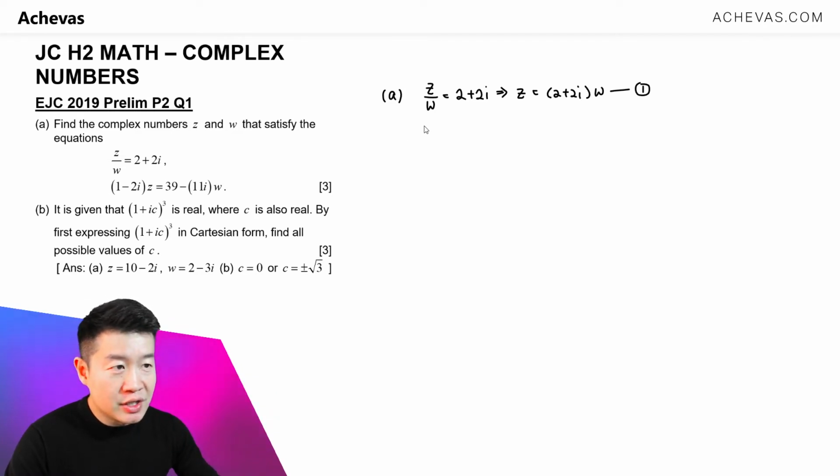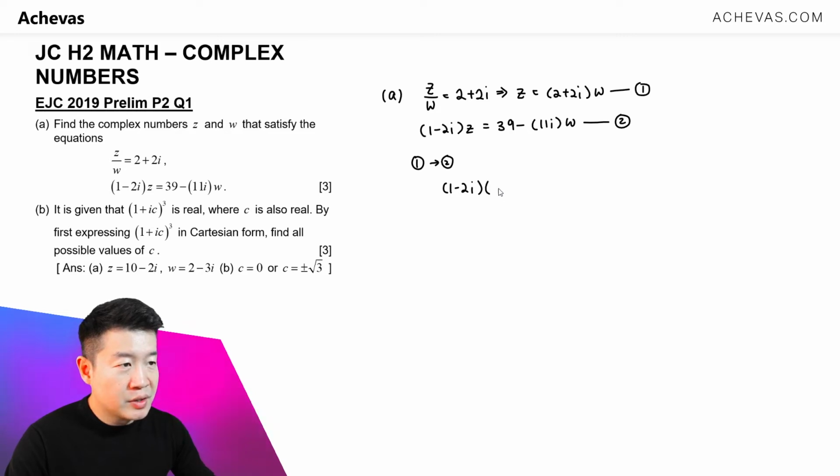As for the second equation, I'm going to leave it as it is. I'm given (1 minus 2i) multiplied by z, and this is equal to (39 minus 11i) multiplied by w. This will be equation number 2. I'm going to substitute equation number 1 into equation number 2. So replacing this z, I will have (1 minus 2i) multiplied by (2 plus 2i) times w, and this is equal to (39 minus 11i)w.